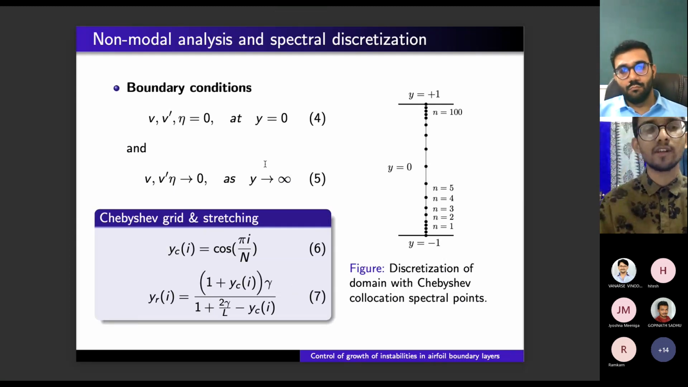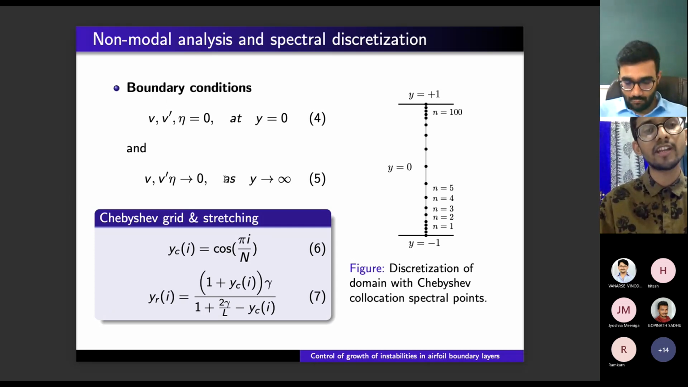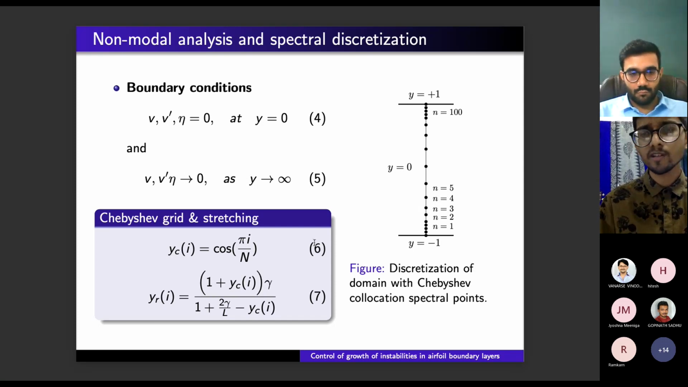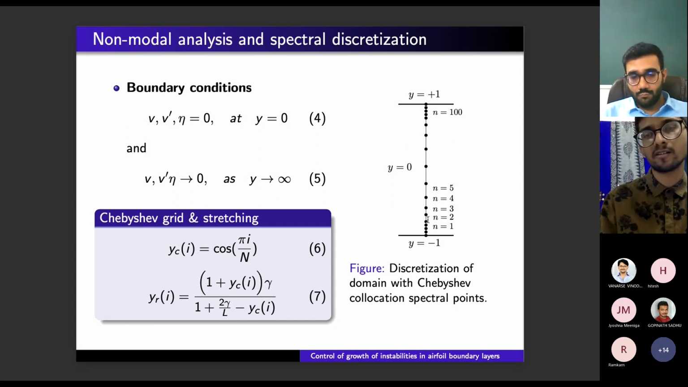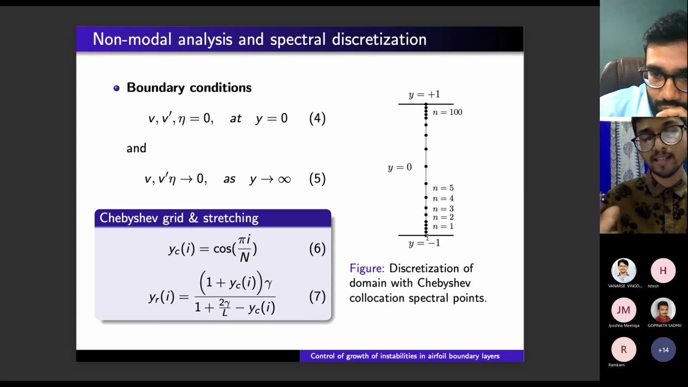Following are the boundary conditions that we are applying on our system: at the boundary there is no penetration and no slip, so the perturbations die down at the boundary. And at the free stream condition, the perturbations are zero. We are discretizing our y domain with Chebyshev collocation points, which are given by yc. If you observe, this discretization is best for stability calculation in boundary layers, since it is clustered towards the boundary, and that's exactly what we need to capture more.